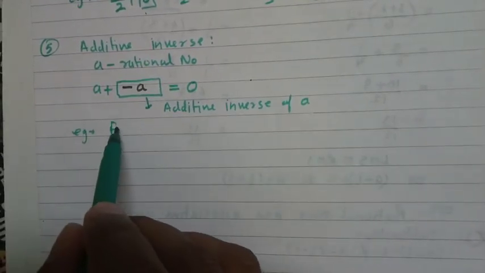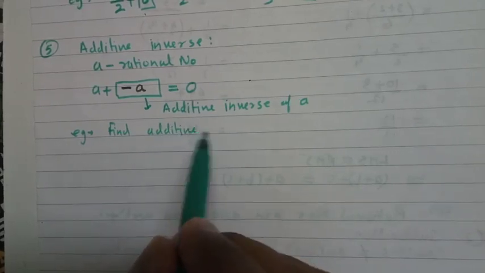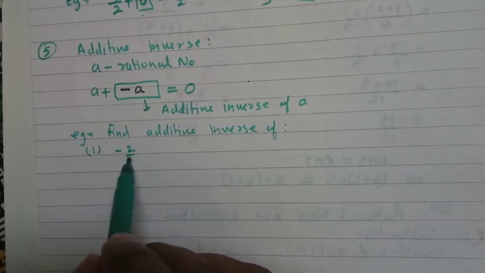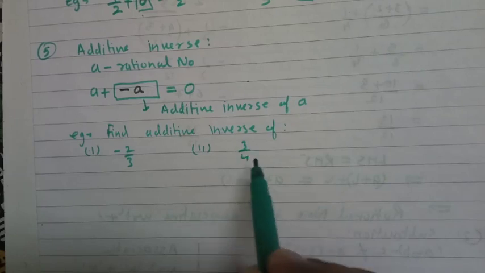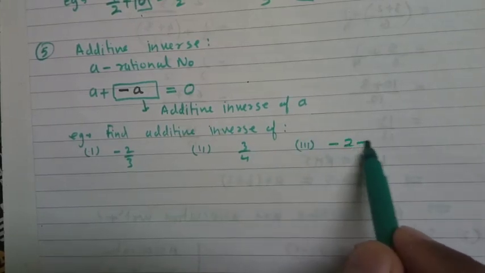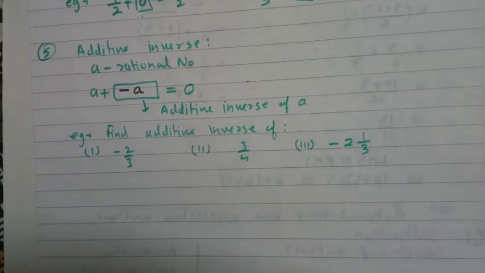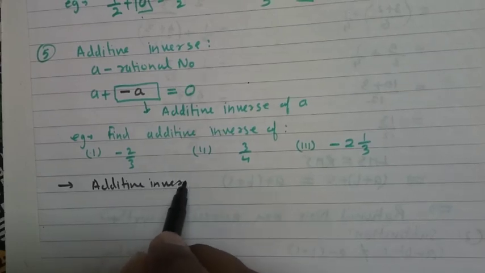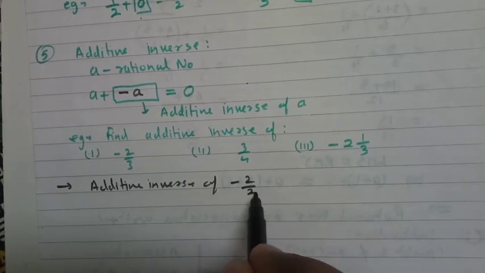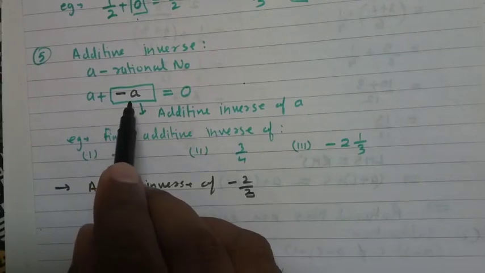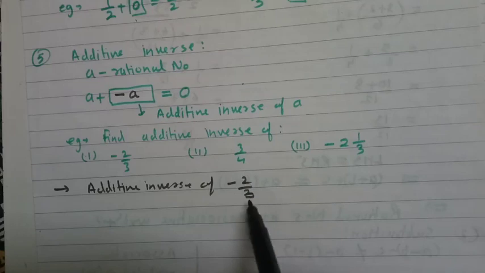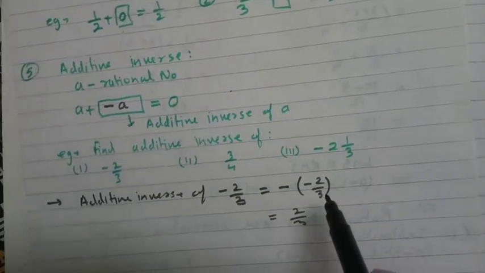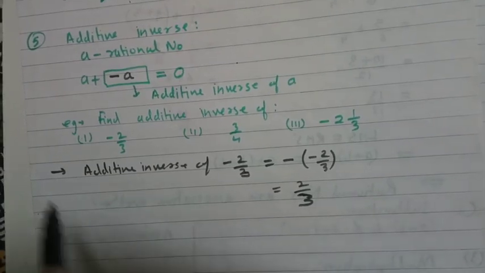Now try to understand this with the help of an example. Find the additive inverse of: first, minus 2 by 3; second, 3 by 4; third, minus 2, 1 by 3. How are you going to work it out? Very simple. The additive inverse of minus 2 by 3: it's about the negative of whatever number. So here a is minus 2 by 3, so its additive inverse will be minus of minus 2 by 3, which after simplifying is 2 by 3. Simple. So this was the first one.